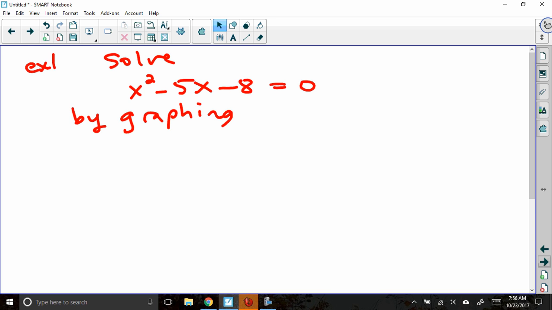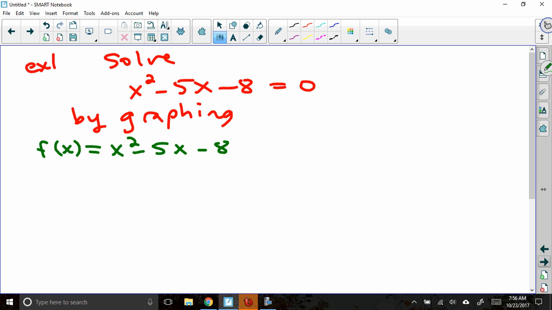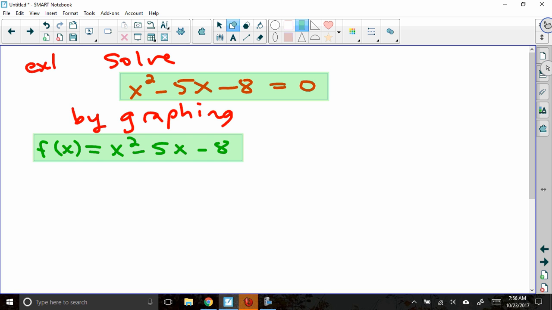Equations have equal signs in them. Functions usually have a y or an f of x equals. So we could say f of x equals what? Any ideas? x squared minus 5x minus 8. I don't know if you can see the difference between those two things, but I'll point it out. The only difference is the 0 is replaced with an f of x, or f of x takes the place of 0.